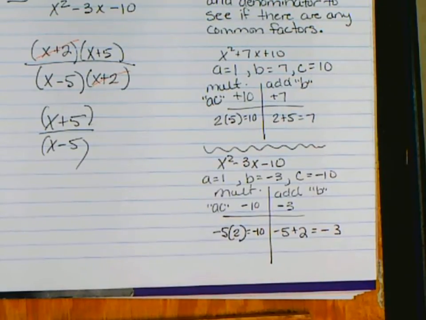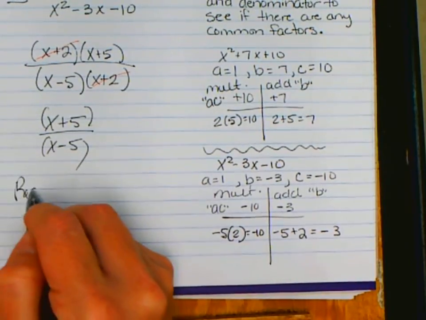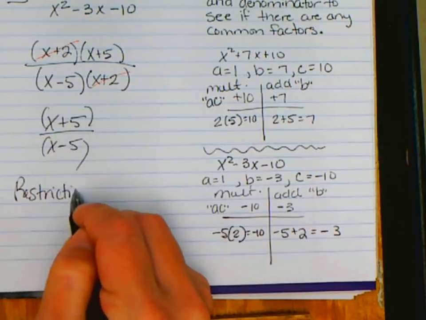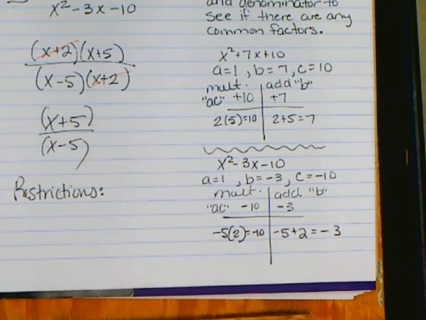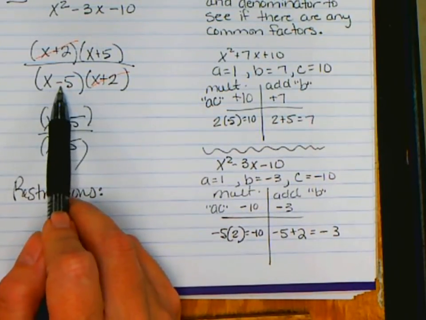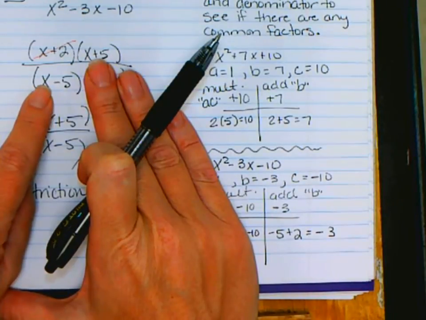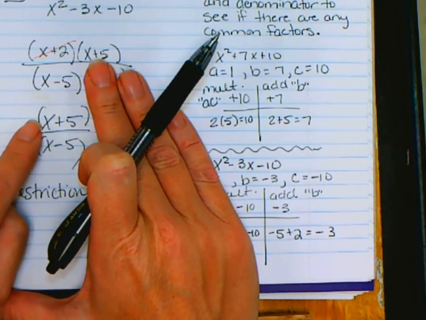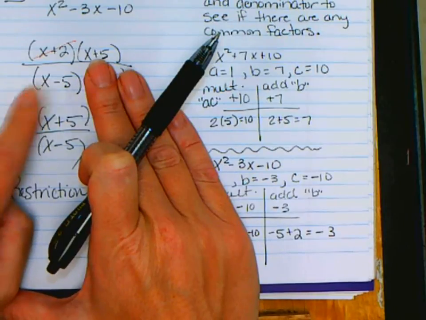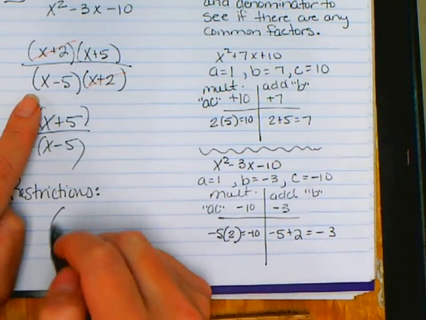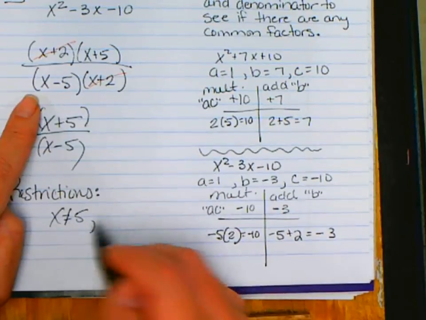Now, for the restrictions, those are any numbers that would turn your denominator into 0. Look at your denominator before you canceled anything. So up here, what could I plug in for x to make this number minus 5 a 0? 5, right? 5 minus 5 is 0. So x cannot equal 5.